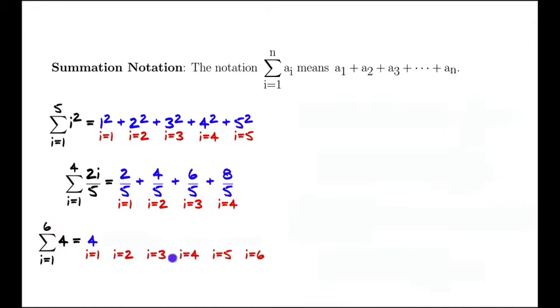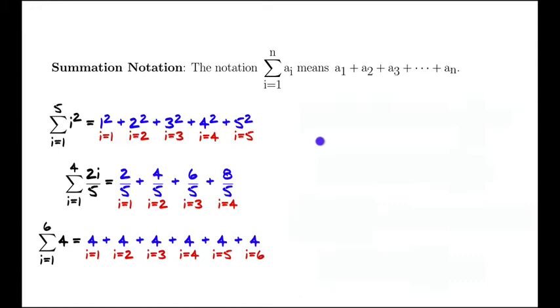So we need an I equals 2, I equals 3, I equals 4, I equals 5, and I equals 6 term. 4 stays the same. So when we put in 2, nothing changes, so we just add on another 4. When we put in 3, nothing changes. There's no I in here, so nothing changes. So we add on 4, add on 4, add on 4, and add on 4. And we get 4 times 6, or 24. That's the way the summation notation works going forward.